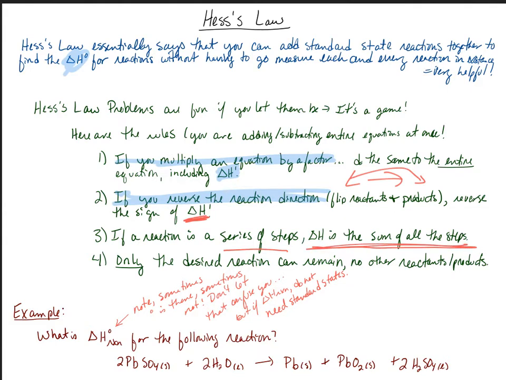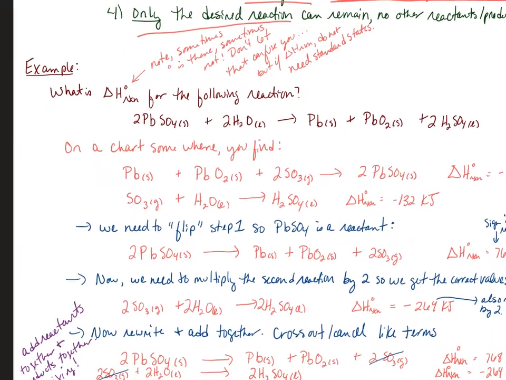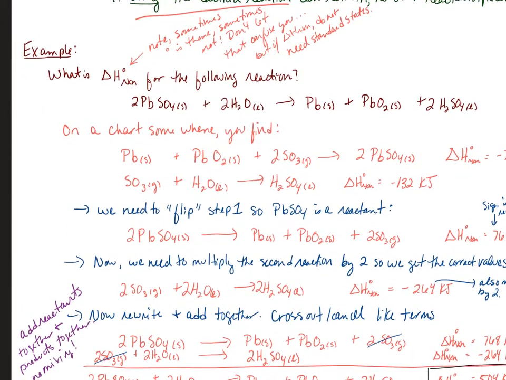So basically, you just add things together at the end. That's what that says. And then I think it's an important note also that you only want the desired reaction in the end, and you can't have anything else left over. So again, that sort of helps you. So let's try a problem like this, because these are things that tend to give people issues.